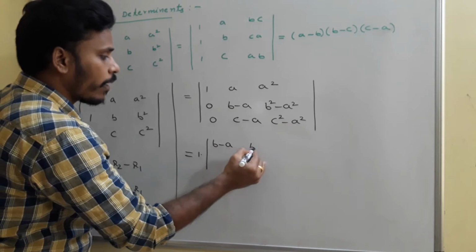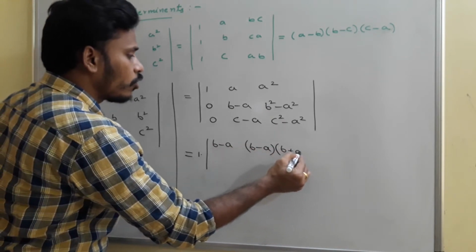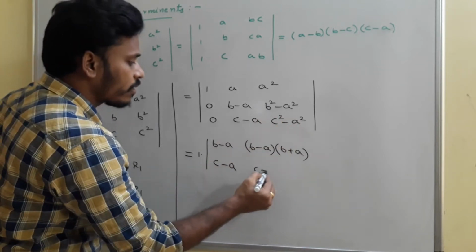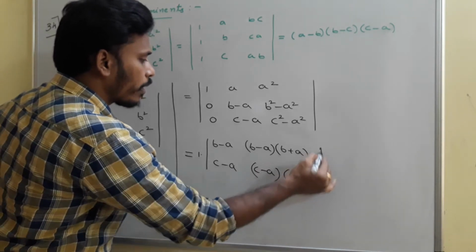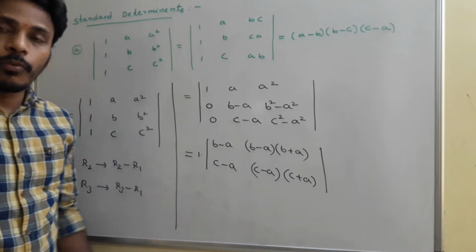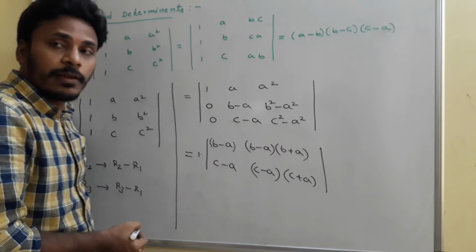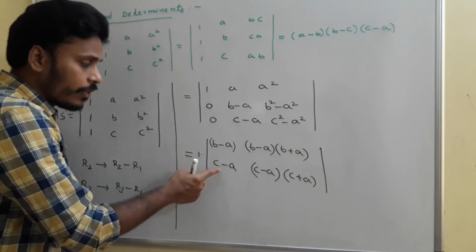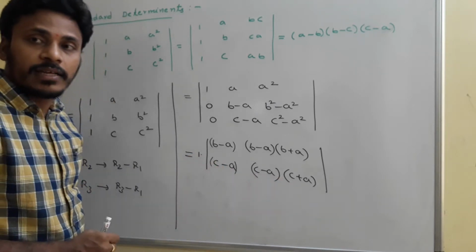This is b square minus a square, right? So I am just writing that b minus a into b plus a. This is c minus a, and I am writing this c square minus a square as c minus a into c plus a. Right. 1 into anything is itself, just leave that one, no problem. And have a look. See, this term is b minus a, and this term is the product of b minus a and b plus a. This term is c minus a, and this is the product of c minus a and c plus a.